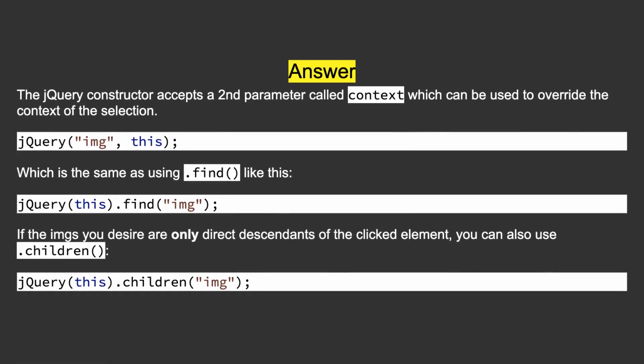The jQuery constructor accepts a second parameter called context, which can be used to override the context of the selection, which is the same as using find, like this. If the imgs you desire are only direct descendants of the clicked element, you can also use children.